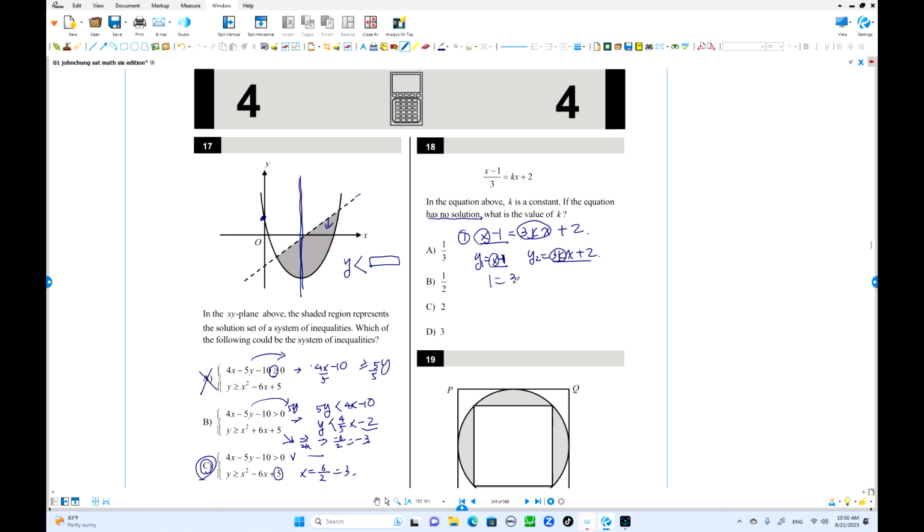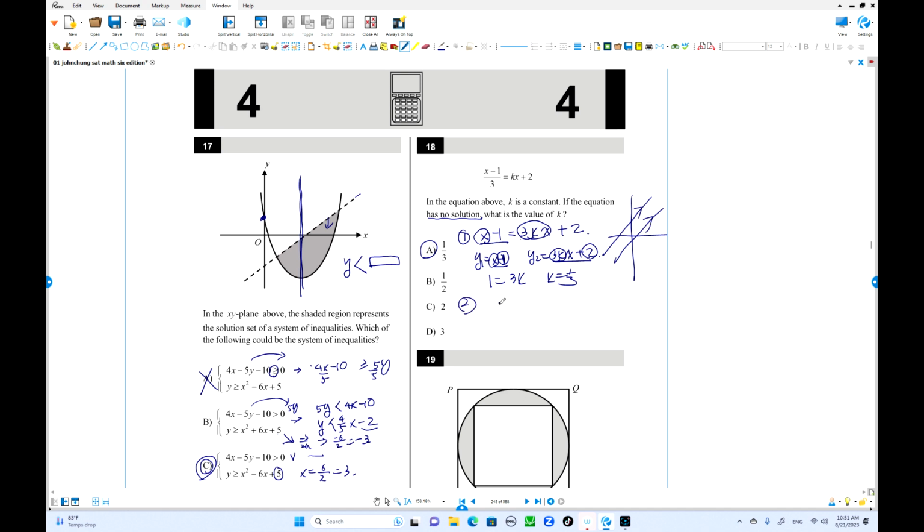So 1 equals 3k, k equals 1/3, with a different y-intercept. There is no intersection, so no solution, right? You can solve it this way too. The lines are parallel, one here and the other over here. Or you can use this method.